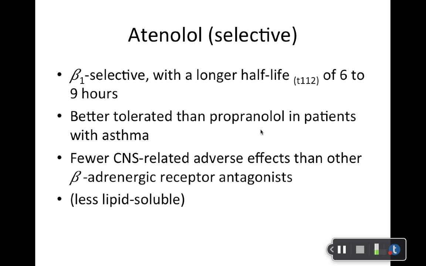Atenolol, this is also selective, beta 1. Half-life there, 6 to 9 hours. This one can be better tolerated for asthmatic patients because it is selective. But again, just as a class in general, the beta blockers are not first line for people who have asthma or COPD. So it's relatively better tolerated than propranolol. But then again, there's other things that don't hit the beta receptors at all.